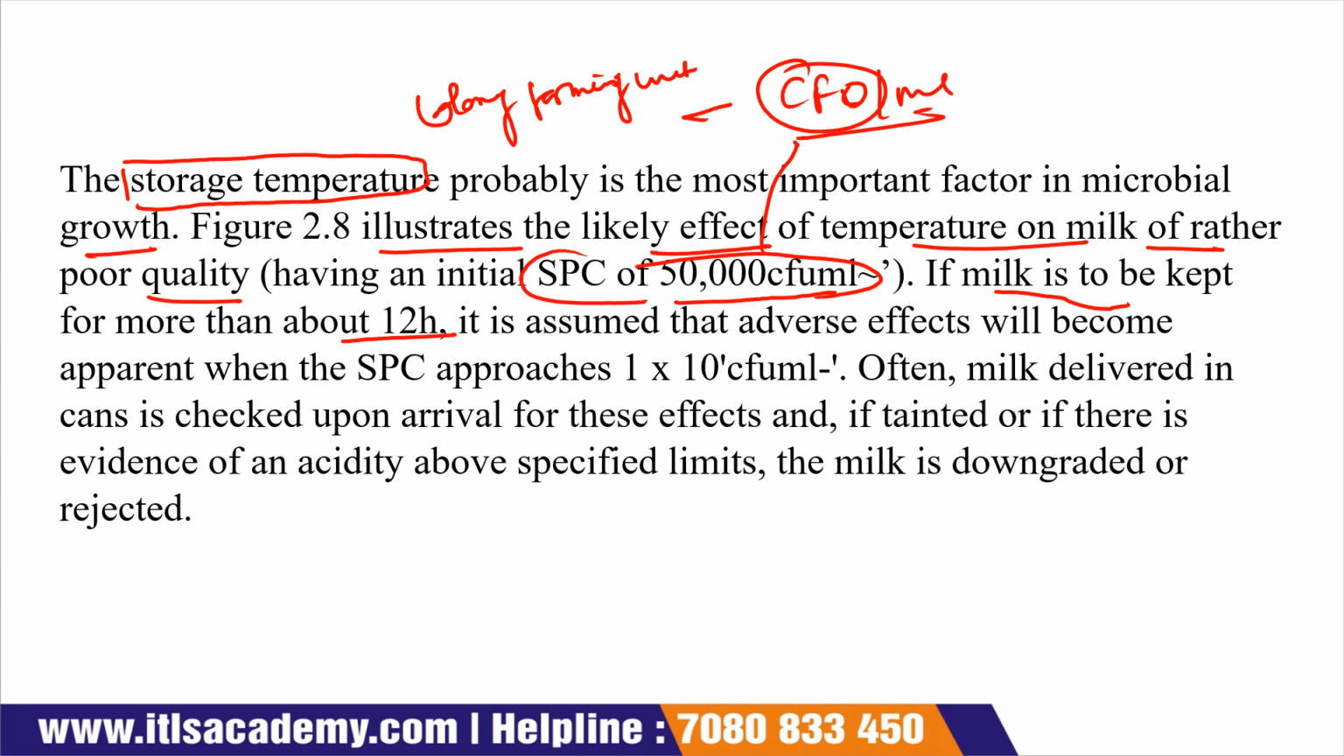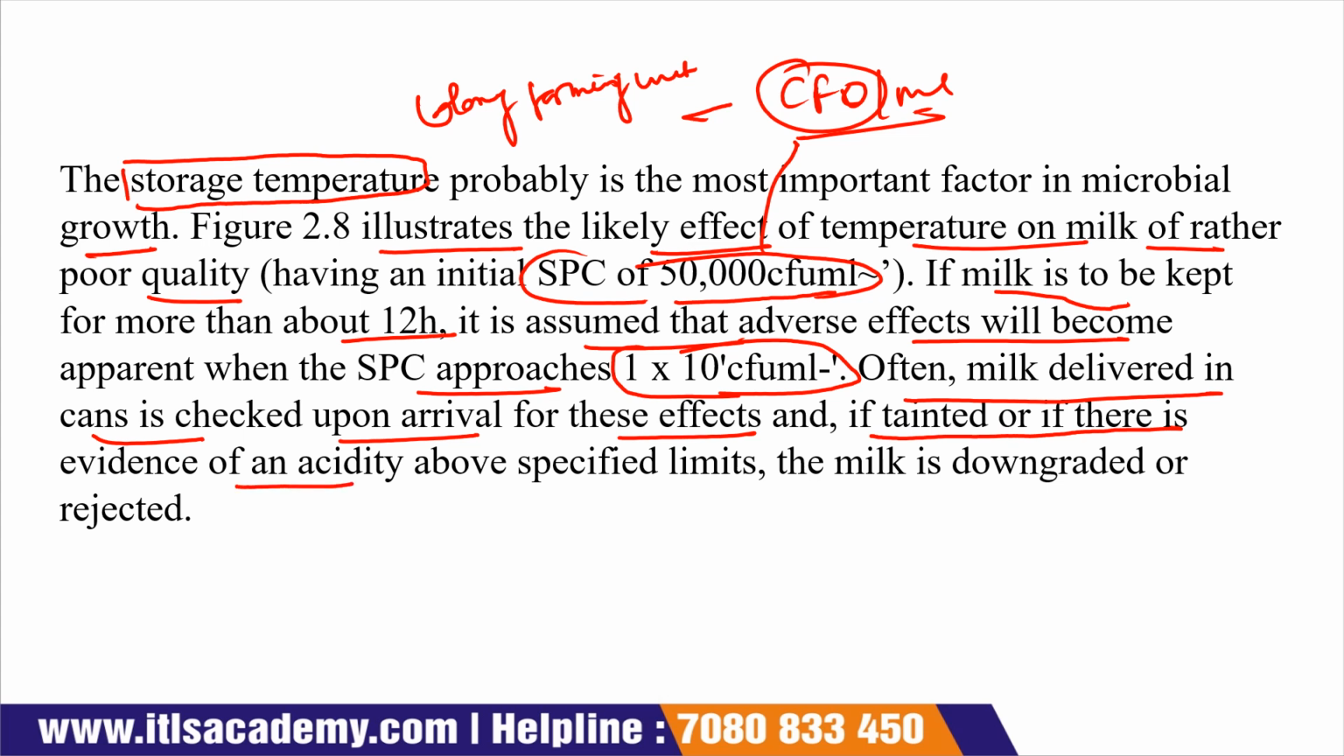about 12 hours, it is assumed that adverse effects will appear when the SPC approaches 1 into 10 CFU per ml. Often milk delivered in cans is checked upon arrival for these effects, and if tainted or if there is evidence of acidity above a specified limit, the milk is downgraded or rejected.